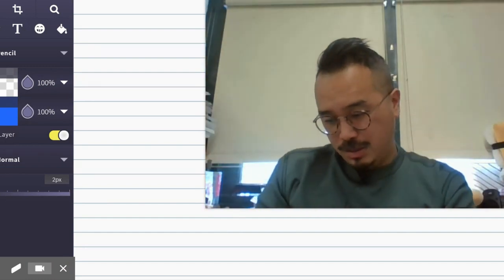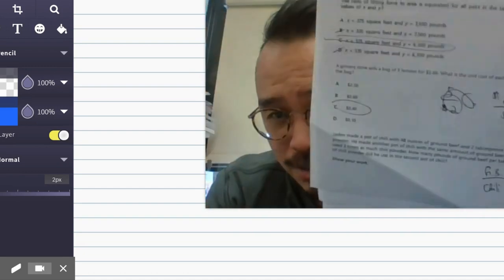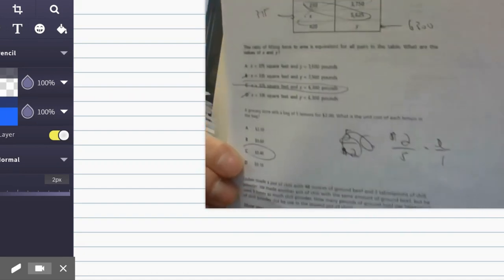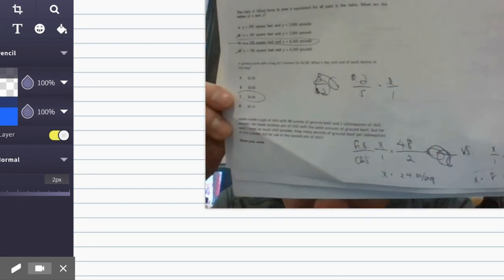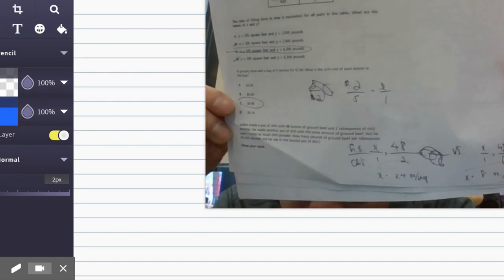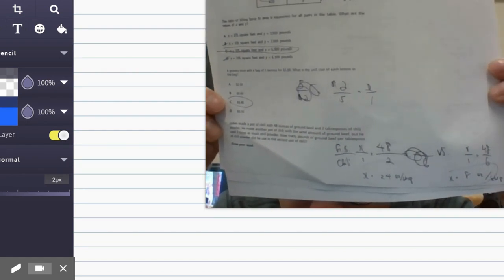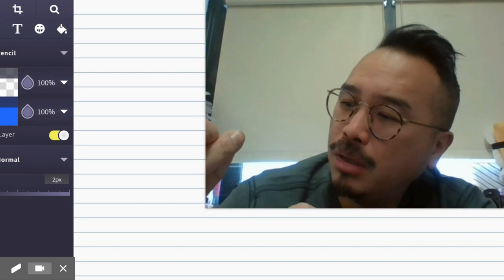All right, what else? Next question, lemons to money. All right, there you go, right there. And then the last one, what is this? Chili to ground beef.